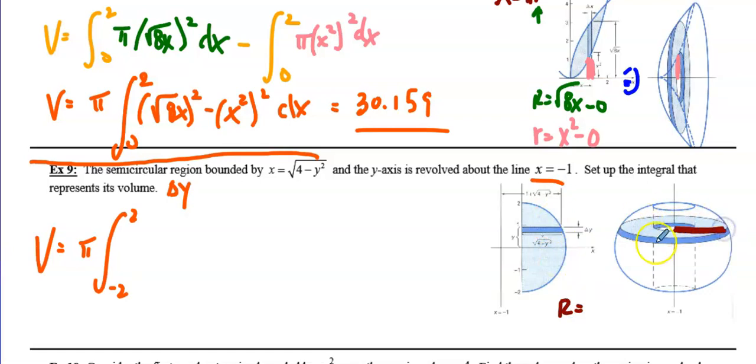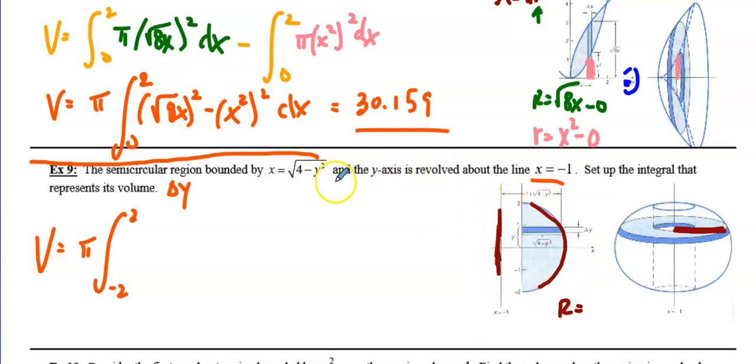It's going to be the radius of this larger circle. So it's going to be the curve that's to the right, this function, minus the curve that's actually over here. It's always going to be our curve to the right minus our axis of rotation. Right minus left, is what I should say. So our curve is to the right of our axis of rotation, and our big R is the distance of our curve minus our axis of rotation.